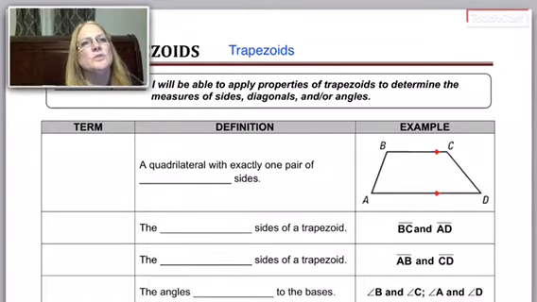This lesson is called trapezoids. We want to be able to apply properties of trapezoids to determine the measures of sides, diagonals, and other angles.